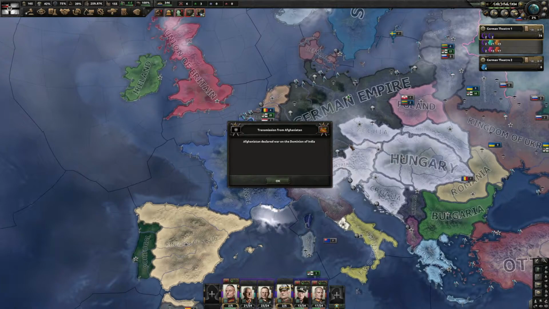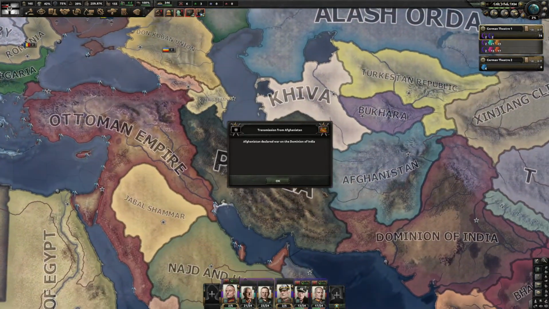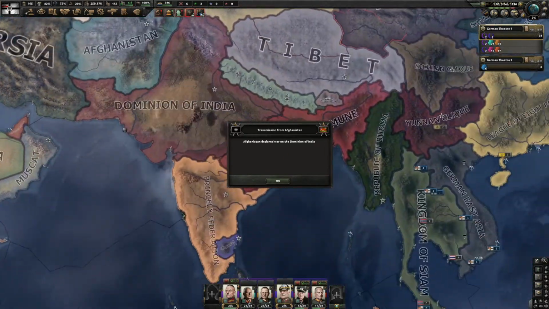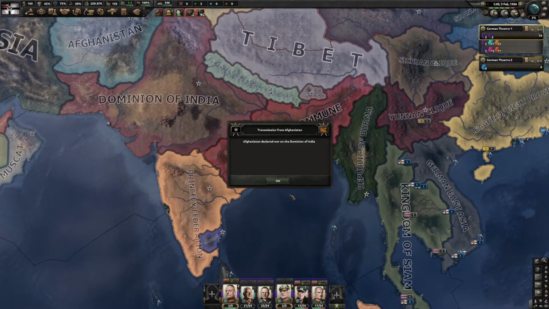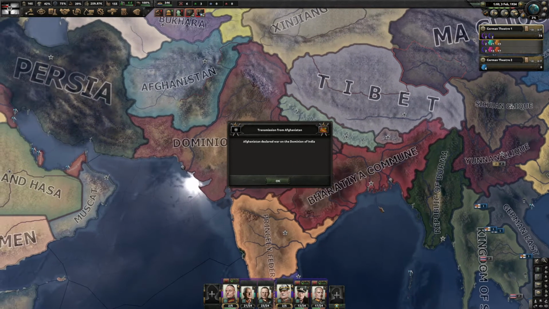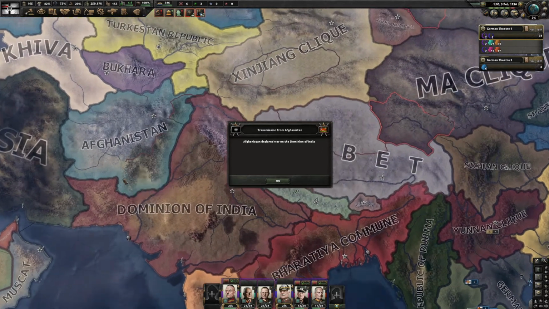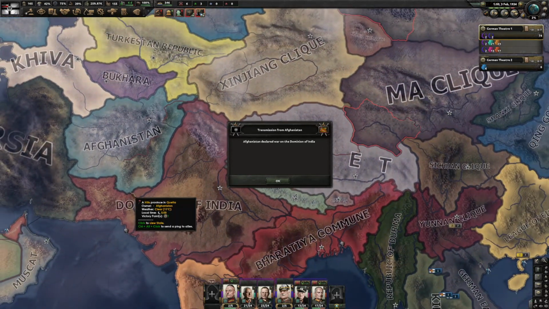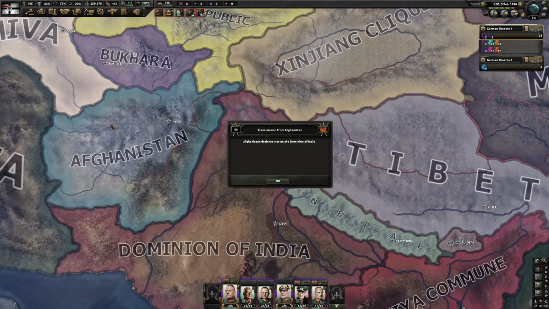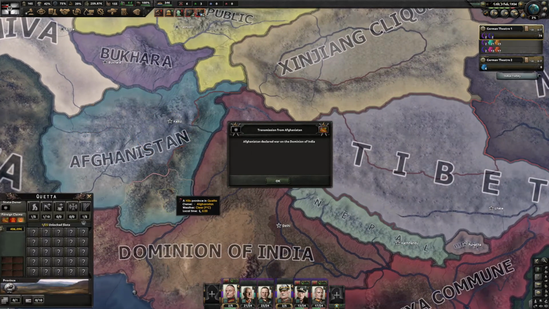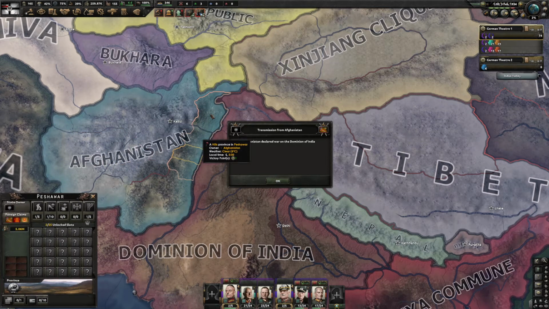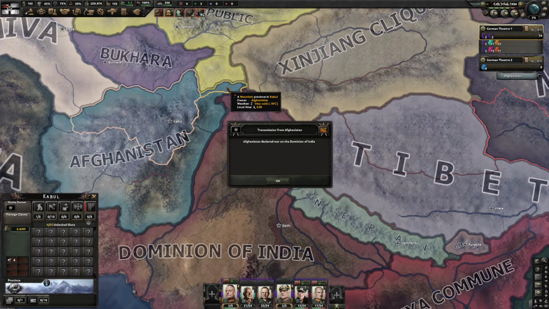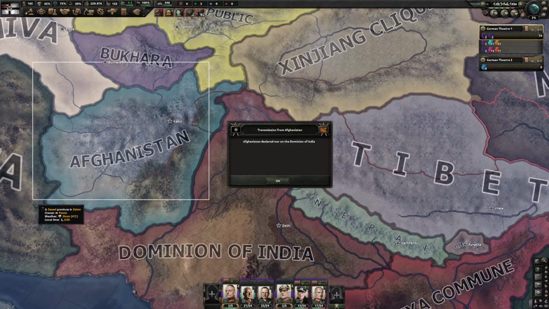Afghanistan has declared war on the Dominion of India. Yeah, good luck with that, Afghanistan. I hate to say it, but Afghanistan might be maddeningly impossible to actually conquer by an outside force, but I don't like their odds with going on the warpath of expansion or anything.